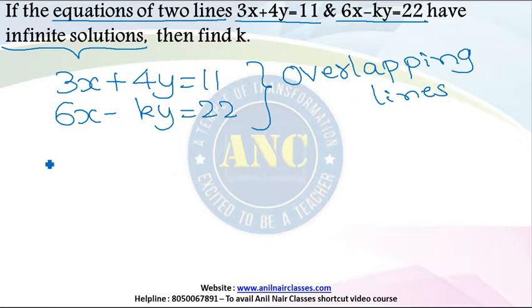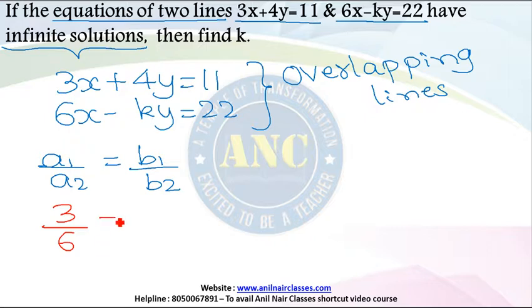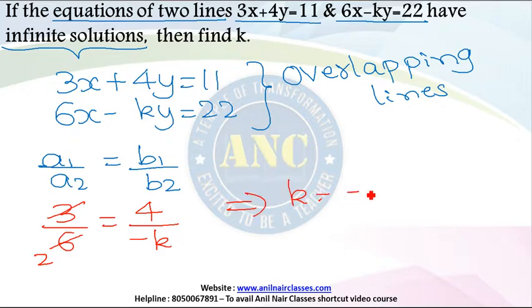For overlapping lines, the condition is a1 by a2 will be equal to b1 by b2. It is also equal to c1 by c2, which you need not take in this case anyway. a1 by a2 is 3 by 6. b1 by b2 is 4 by minus k. This is 3 into 1, 3 into 2. So the k value I will get as minus 8.